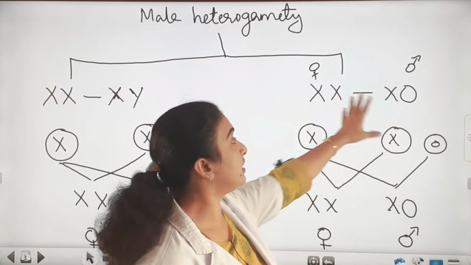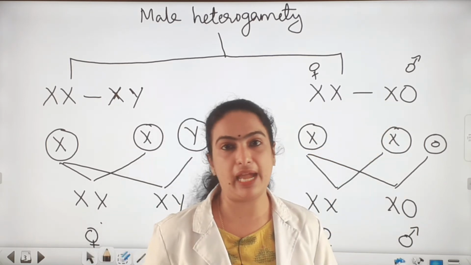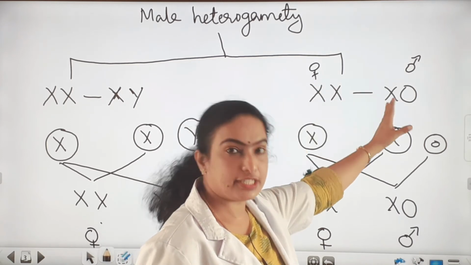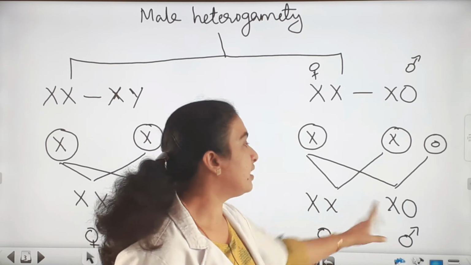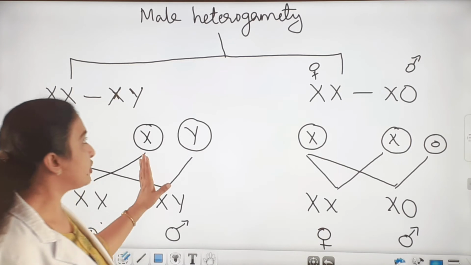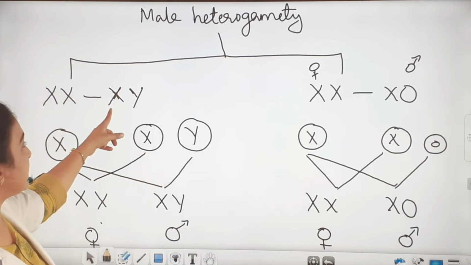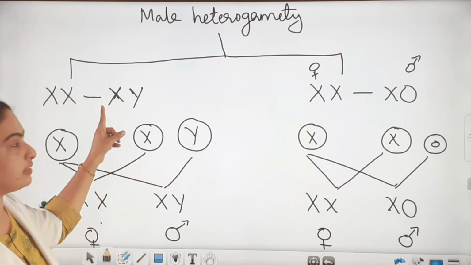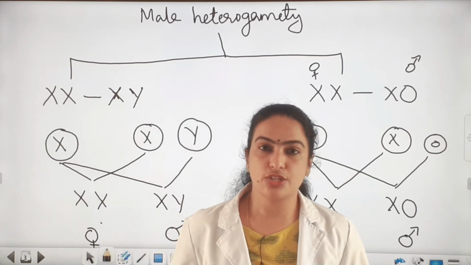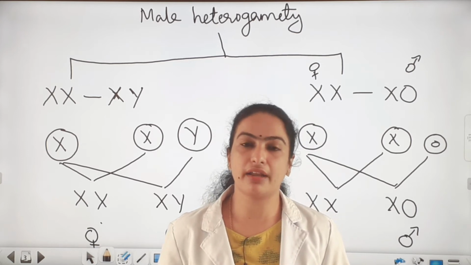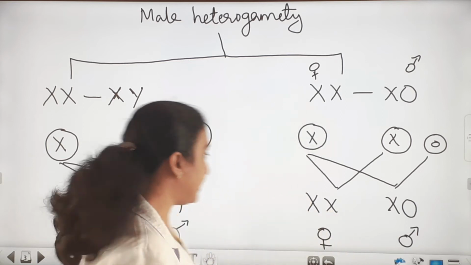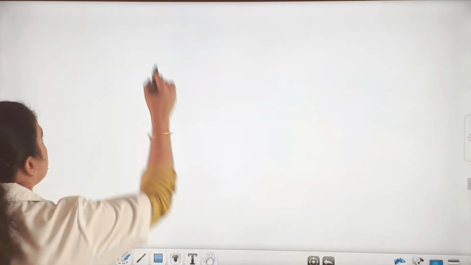Here the heterogamety is carried by the male parent. So the parent who is having heterogamety only can determine the sex of the offspring. Is it clear? So these are the examples for male heterogamety. The first, XX, XY type, is common in human beings and Drosophila, and XX, X0 type is common in grasshopper. So the types of male heterogamety are XX, XY type and XX, X0 type. Is it clear? Next we can see the female heterogamety.